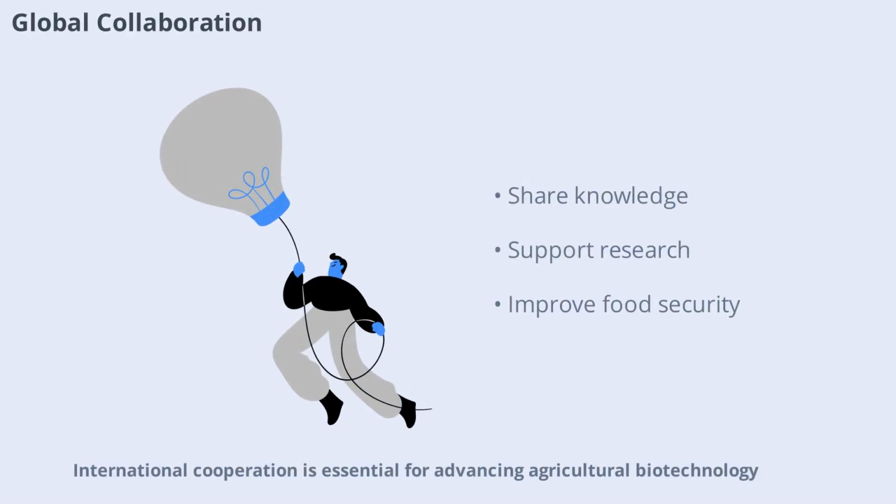International cooperation is essential for advancing agricultural biotechnology. Sharing knowledge, resources, and best practices helps countries address common challenges and maximize the benefits of innovation. Global partnerships support research, capacity building, and the responsible use of biotechnology to improve food security and sustainability worldwide.